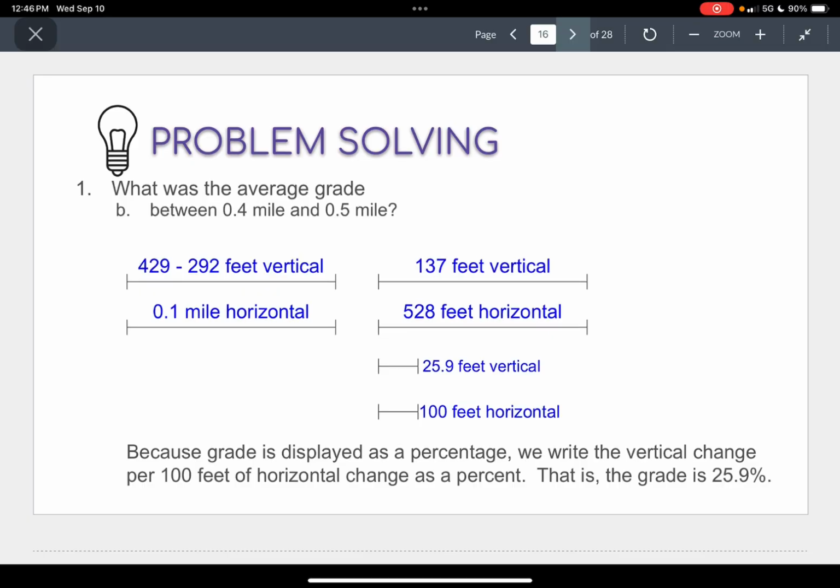What was the average grade between 4/10 of a mile and 5/10 of a mile? Again, we calculate that vertical change, which was 137 feet, over that 1/10 of a mile, which is the same as 528 feet. We convert that to a unit rate, if you will. We get that 137 over 528 is equivalent to 25.9 over 100. So because grade is displayed as a percentage, we write the vertical change per 100 feet of horizontal change as a percent. That is, the grade is 25.9%, so much steeper than what we saw initially.